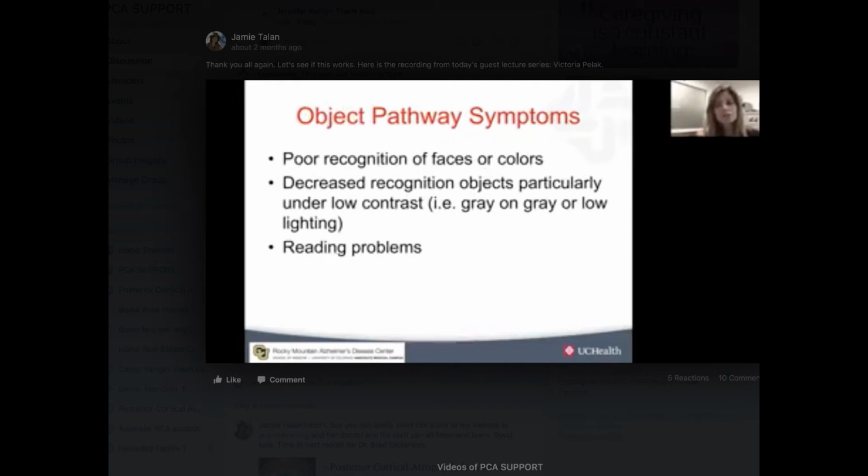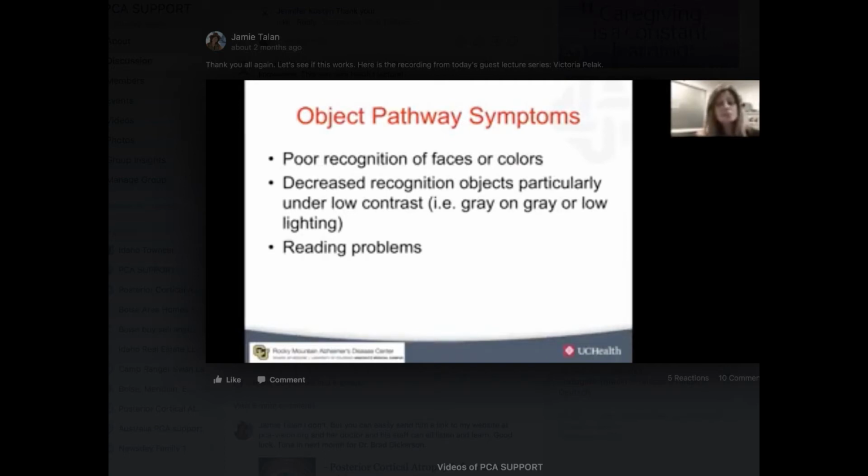So what about the object pathway? What symptoms might we hear that allow us to realize that the object pathway may be what's impaired? Well, this is a little less common in PCA, but it still can occur. But this is poor recognition of faces or colors. It may be more subtle, or we may see it in the later stages or not at all in some patients, where you have really a difficult time putting together the features of the face to really know who it is that you're looking at or to recognize who it is that you're seeing. Oftentimes, if you then hear a person talking, you may then easily recognize who that person is.